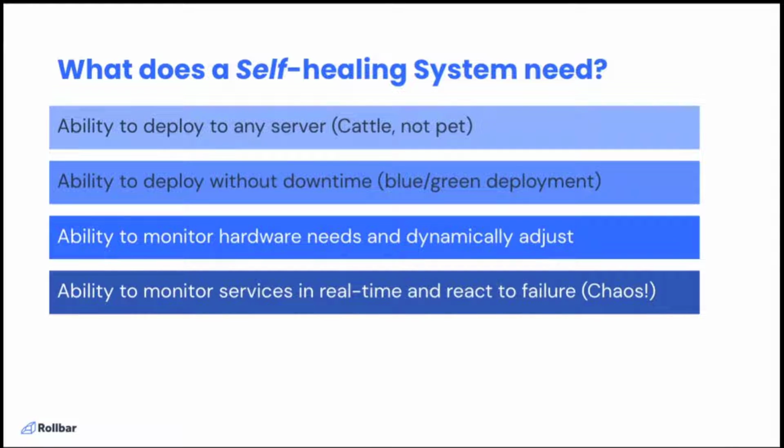Fourth, you need the ability to monitor those services in real time and react to failure. You need to have the ability to react to the chaos that can happen when some system goes down or one of the services that you rely on goes down. You need to be able to deal with all of those things in real time. And also, you need to be able to accept those failures and deal with them in a way that your system doesn't go down and doesn't stop working.